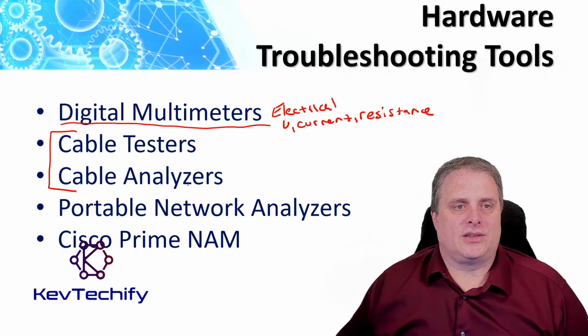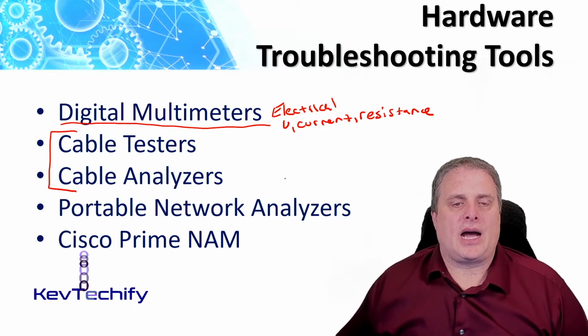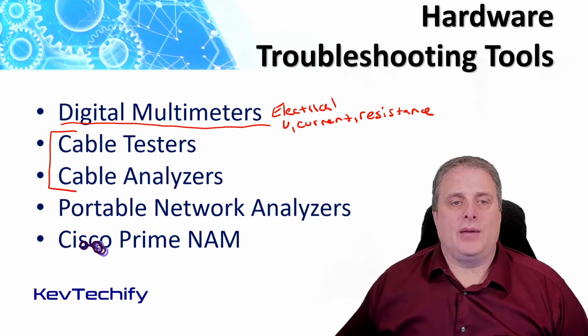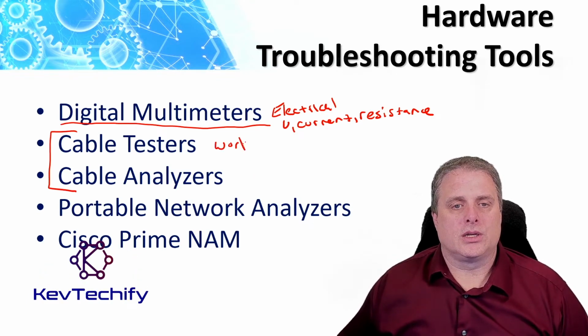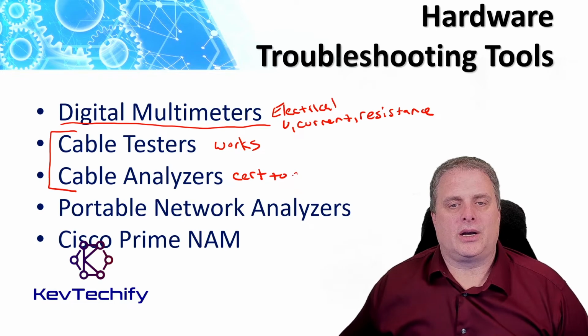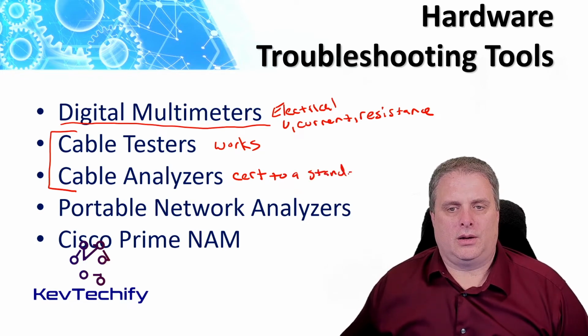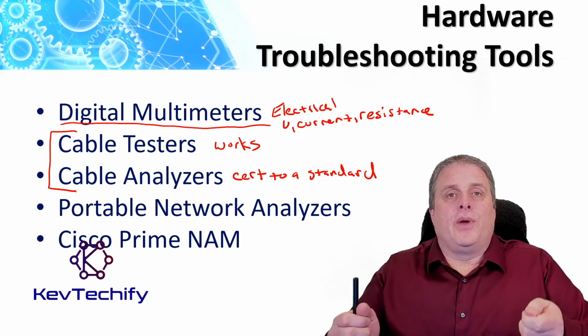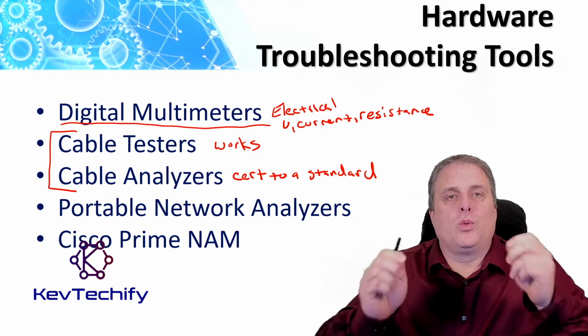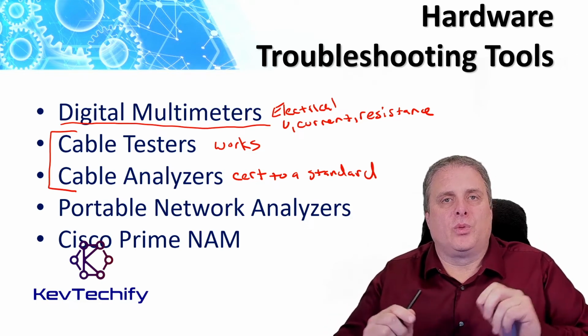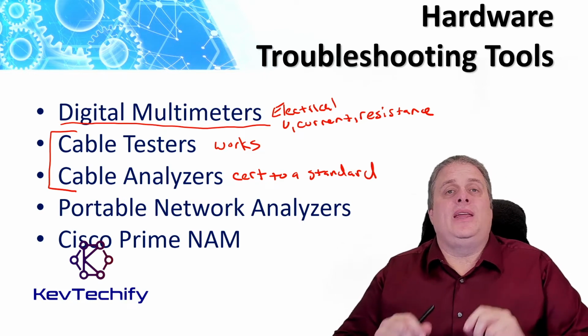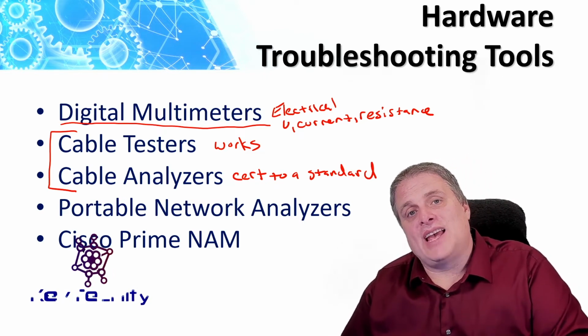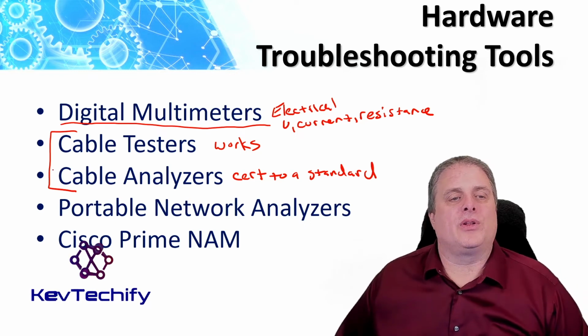Then we have cable analyzers, and these are multifunction handheld devices used to test and certify copper and fiber connections. Now, a cable tester will tell you if it works. The cable analyzer will certify to a standard. What do I mean by that? The cable tester will tell you, yes, you have good connections. We have electrical connections through there, but it won't tell you how fast it will be able to handle. It won't tell you whether it will meet Cat 5, Cat 5e, Cat 6, Cat 7 standards. That's what the cable analyzer will do.